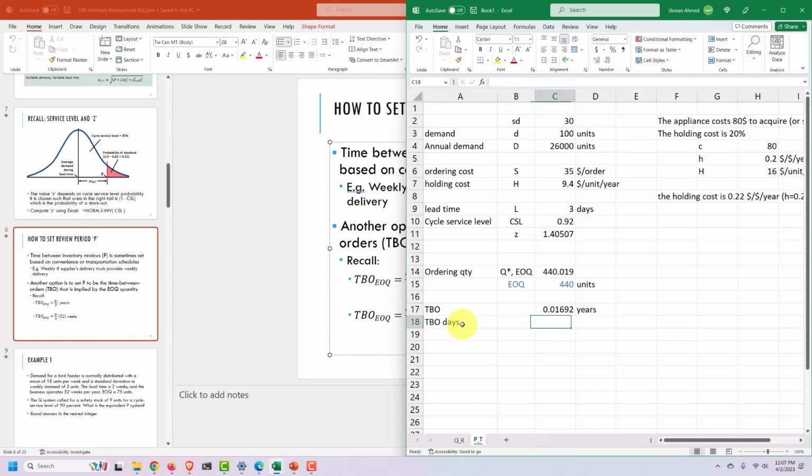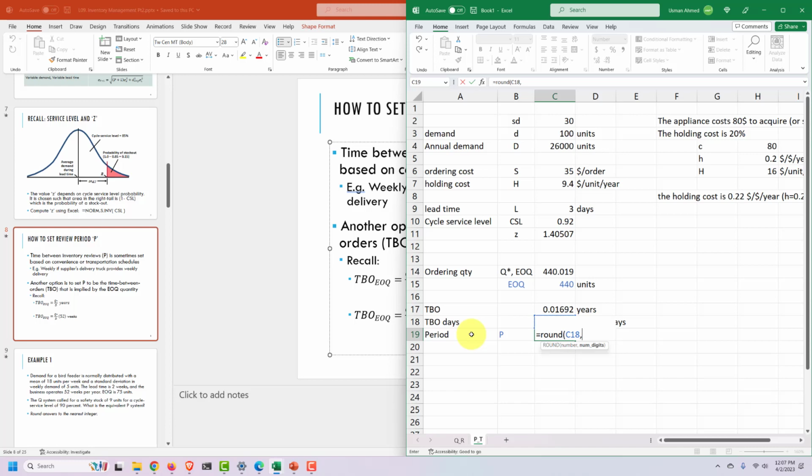And when we say days, we always use working days. So how many days a year are we open? 5 days a week times 52 weeks. That's how many days a year we're open, times how many years our TBO was. If TBO was 1 year, we'd get 260 days, right? So 0.061 years will translate into some days. That becomes 4.4 days. And so we're going to set our period P equal to 4.4 days.